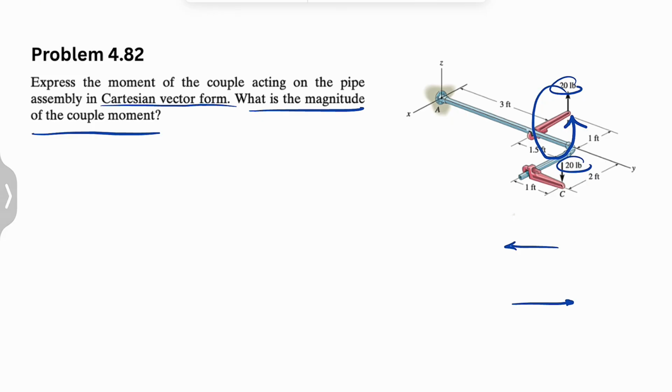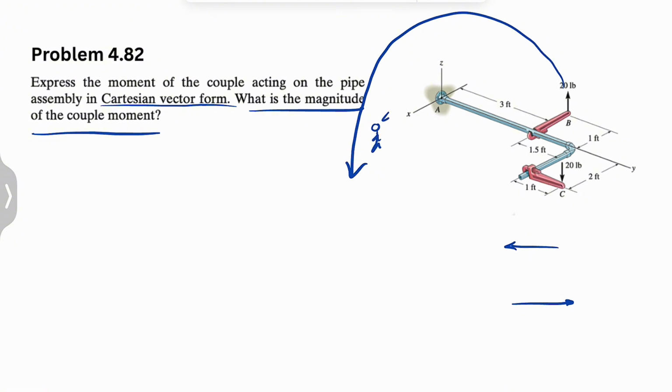Because we need to figure out the Cartesian vector form, we can see that the forces are along the z-axis, so each of them is going to make a moment about the x-axis and y-axis. We can start with x. The 20 pounds applied at point B is going to make a counterclockwise moment. If we look at the x-axis from this direction, we see a counterclockwise moment of 20 pounds times this distance 3.